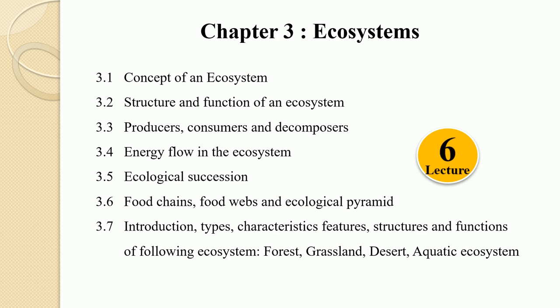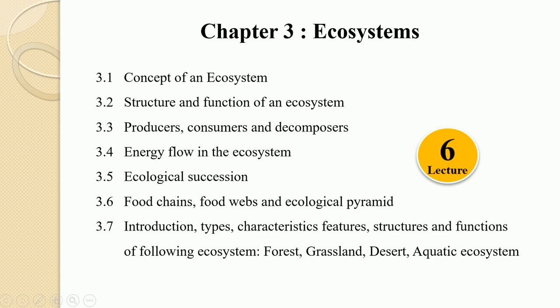Then the third chapter is the ecosystem. The ecosystem is a kind of system available in our surroundings, in which there is an interaction between living and non-living things, and due to this interaction life is possible on planet Earth. So what exactly the ecosystem is, that concept we are going to learn in this topic.